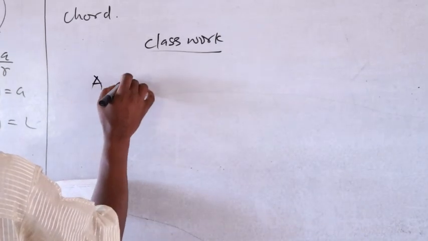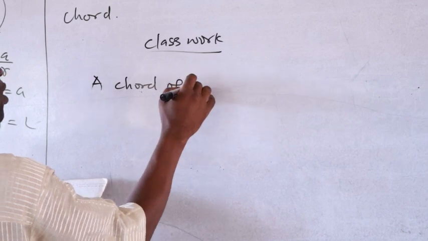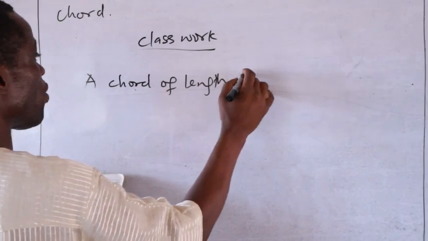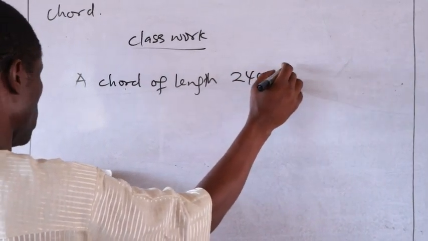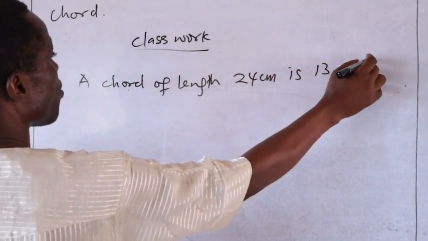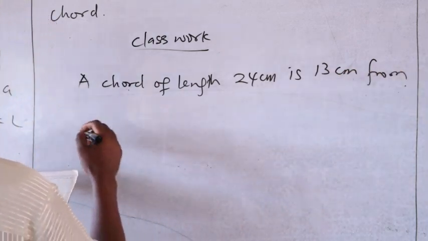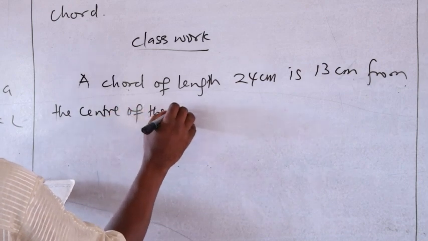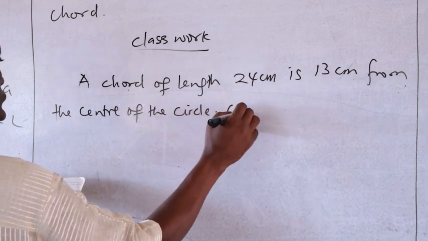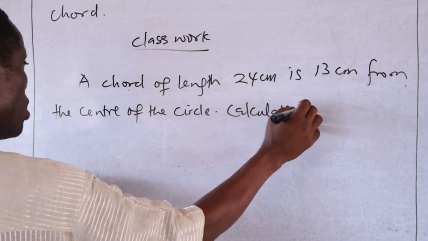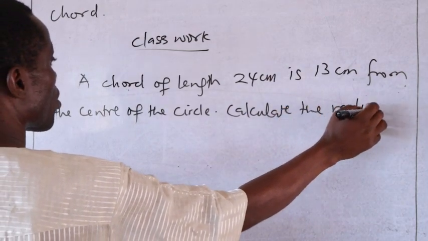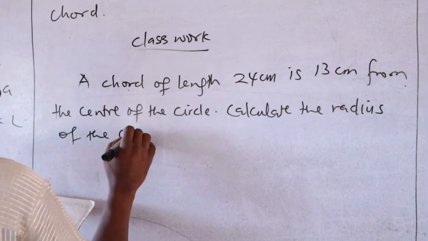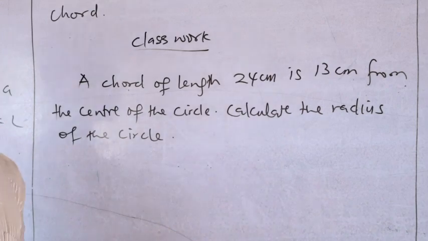Classwork. A chord of length 24 centimeter is 13 centimeter from the center of the circle. Calculate the radius of the circle. Now try the question.